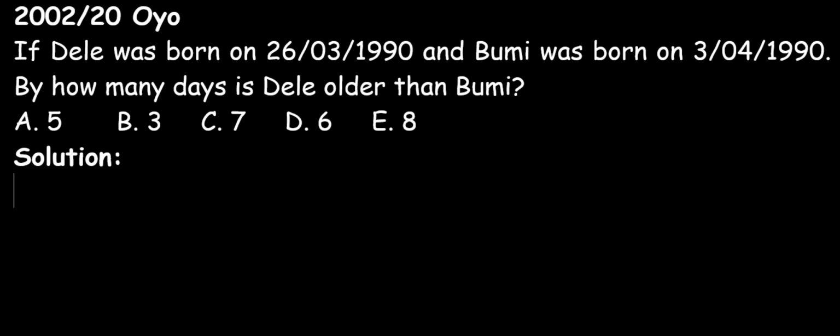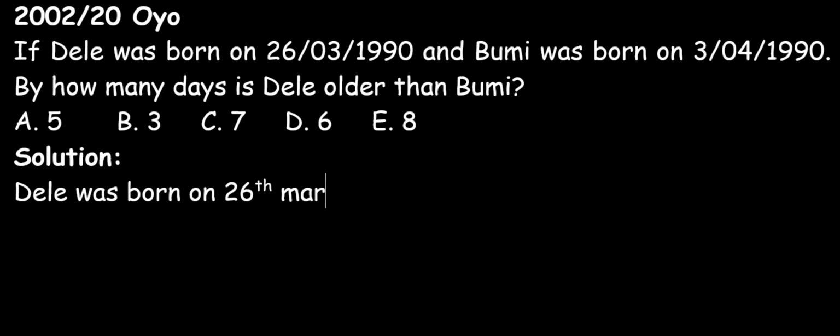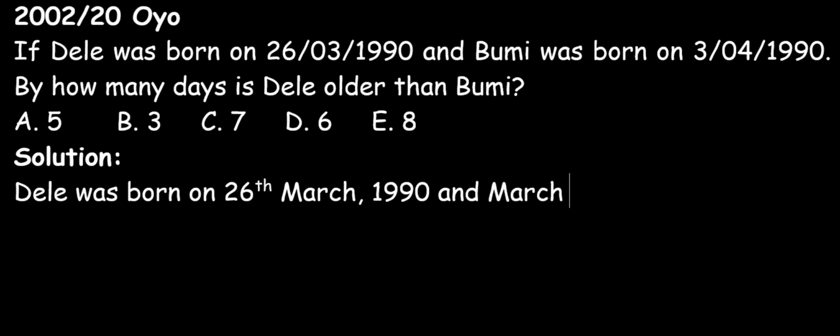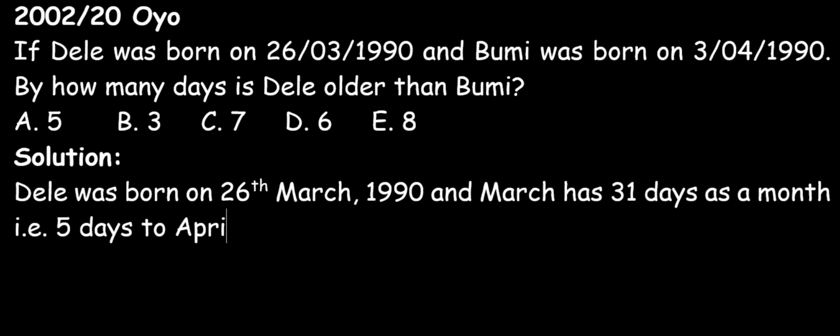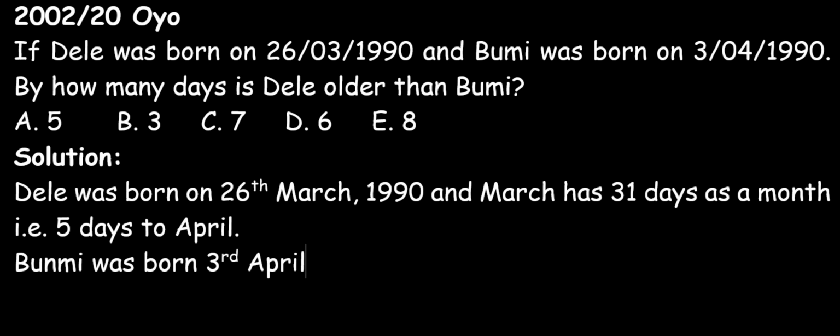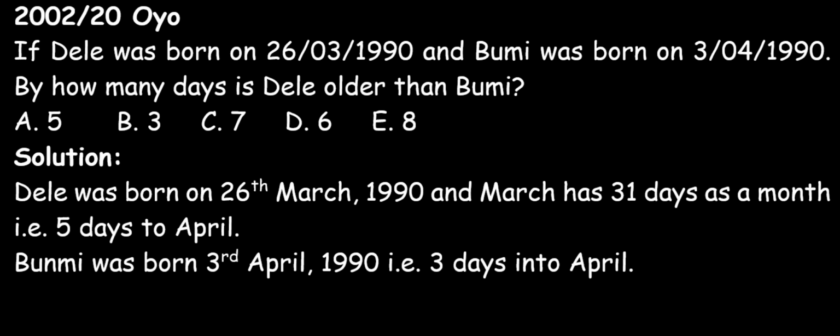Dele was born on the 26th of March, 1990. March has 31 days as a month, and that is 5 days to April. Bumi was born on the 3rd of April, 1990. That is 3 days into April. You can see for yourself that the difference in days is 8 days.